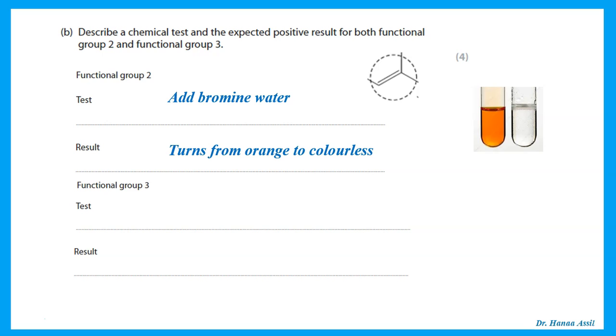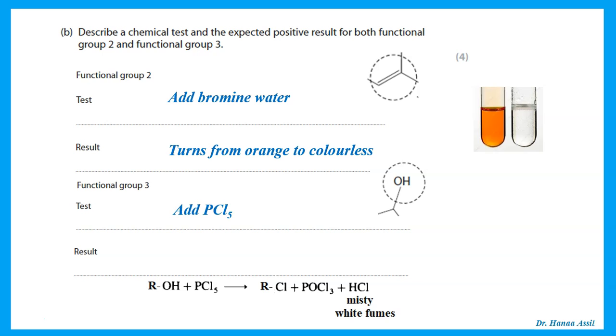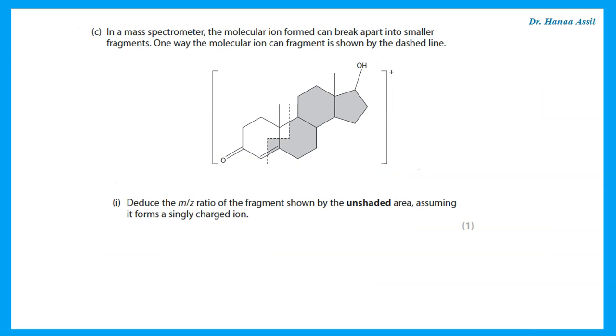What about functional group 3? That was the alcohol. What is the test for alcohols? Add phosphorus pentachloride. When you add that to an alcohol or to an acid, we get misty or steamy fumes of hydrogen chloride. So the result here is steamy fumes or misty fumes.